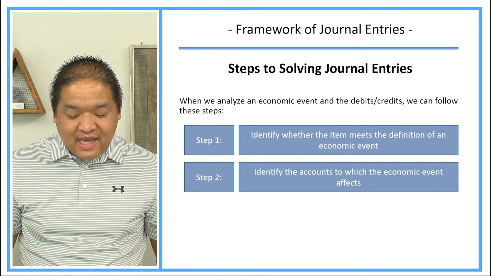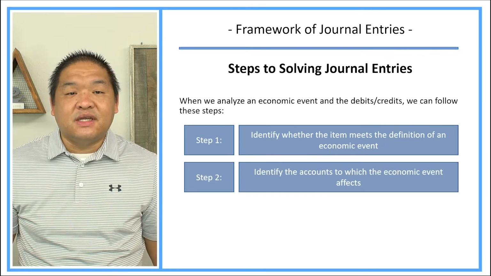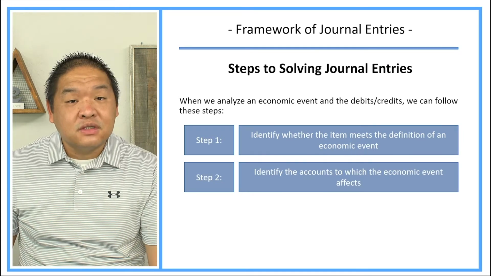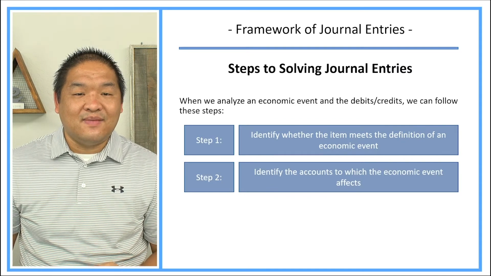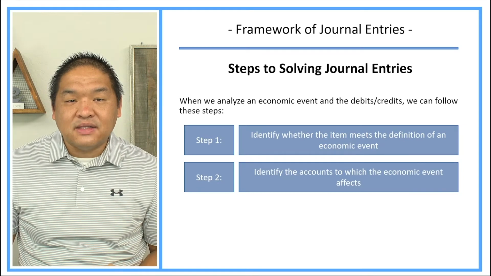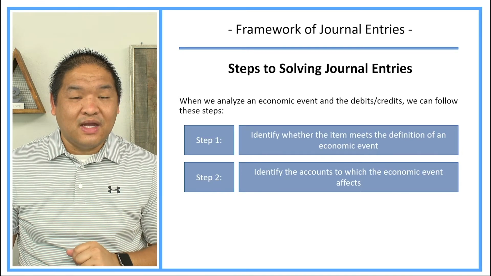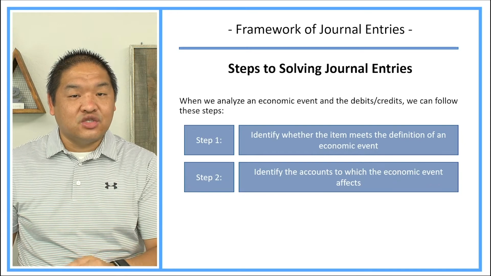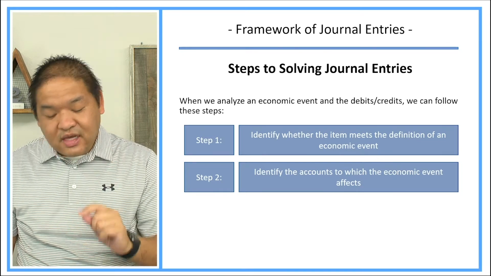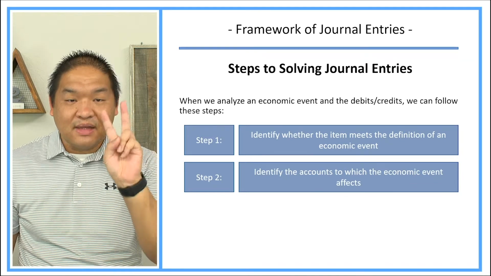Step number 2, identify the accounts that the economic event affects. So once we go, okay, this is an economic event, the next question we need to ask ourselves is, which accounts is this economic event going to impact? And it's going to impact at least 2 accounts. Why 2 accounts? Because journal entries have a debit and a credit. We call that double entry accounting. So when we do journal entries, we always have a debit and we always have at least 1 credit. And because of that, when we do step 2, we are always impacting at least 2 accounts. We might be impacting more, but at least 2.